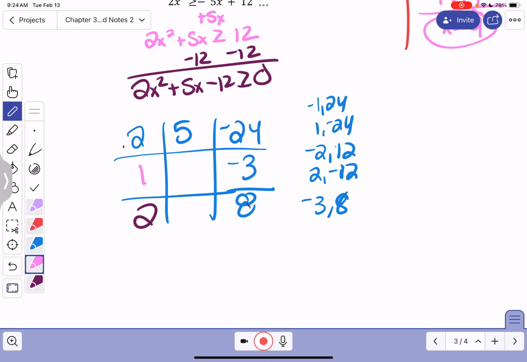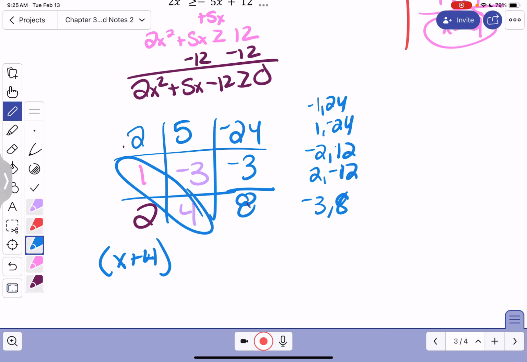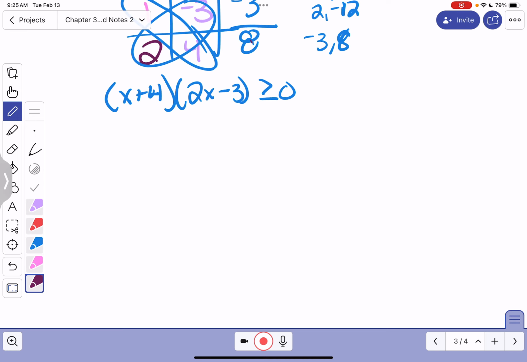2 times 1 equals 2. 1 times -3 equals -3. 2 times 4 equals 8. So we have x plus 4 and 2x minus 3 is greater than or equal to 0. We're going to solve each of these as if it equals 0.